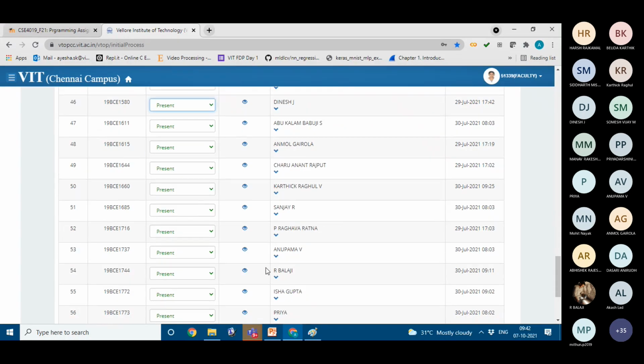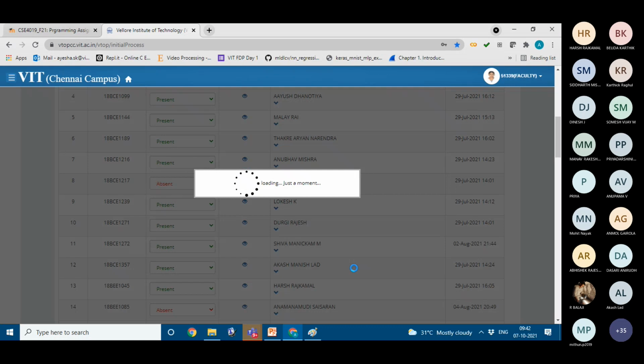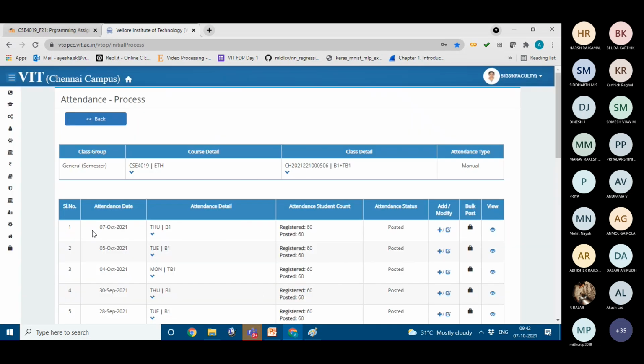Ma'am, for DA2, is there any page limit? Like the number of pages we need to write? Because it depends on the concept, I can't restrict the page size. If it is typed, then also it is okay.